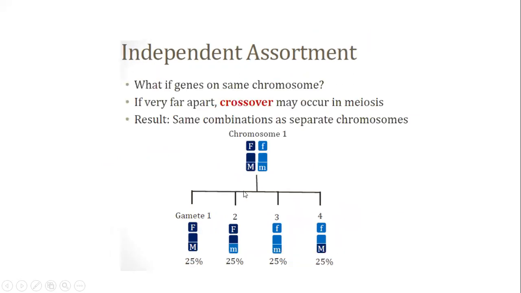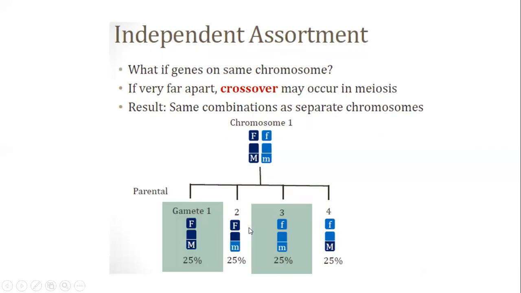Yes. Now let's talk about if these F and M are located on the same chromosome. So what if the genes are located on the same chromosome? Like both of them are located on chromosome 1, for example, F in the proximal segment of chromosome 1, M in the distal segment of chromosome 1. If they are very far apart from each other, the crossover may occur in meiosis. And if they are very far apart and crossover occurs, the result will be the same combinations as it was in the separate chromosomes. As you see, we will have these 4 combinations.